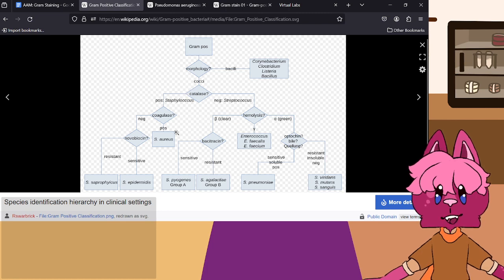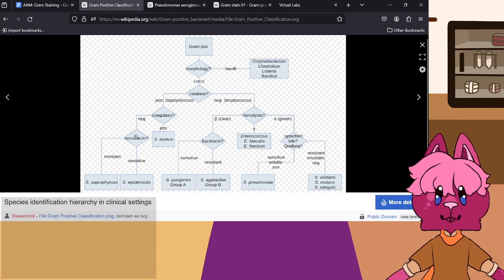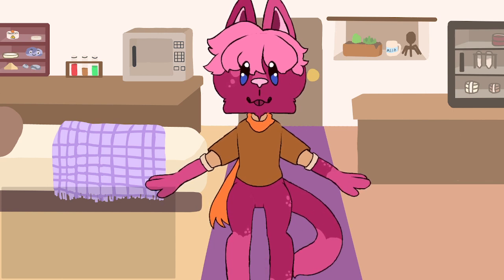And if it's Staphylococcus, we would look at coagulase. If it is positive, it's Staphylococcus aureus, and if it's negative, we then look at its novobiocin response. I think novobiocin is a type of antibiotic. Hold on, let me check. Novobiocin.